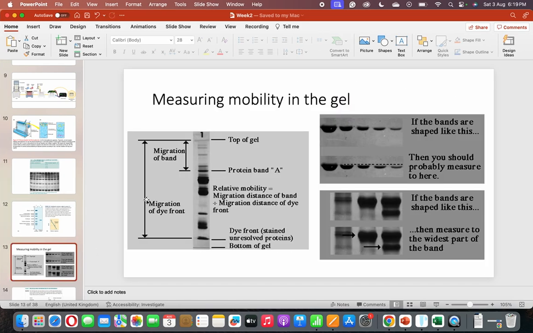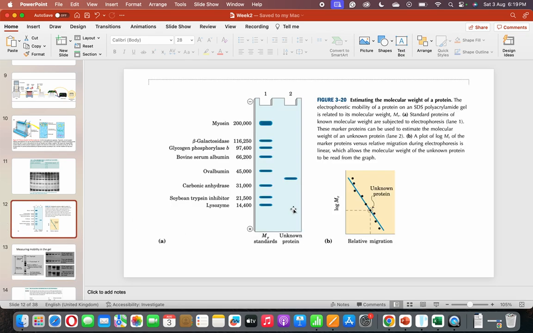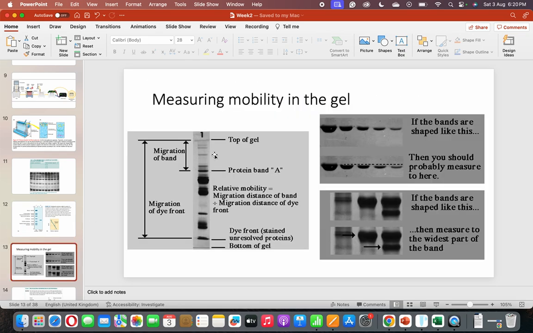So how can we measure mobility? We want to measure its migration. It's literally just measuring this distance. If this is the top of the gel and this is our band, we just need to measure this distance. This is the dye front, which will be the bottom of our samples. To calculate relative mobility, we take the migration of this band divided by the migration of the dye front.